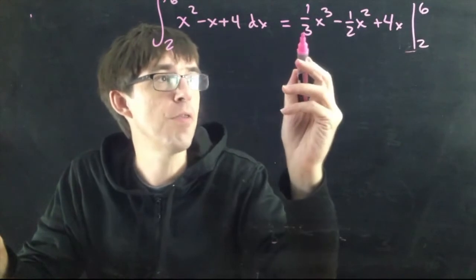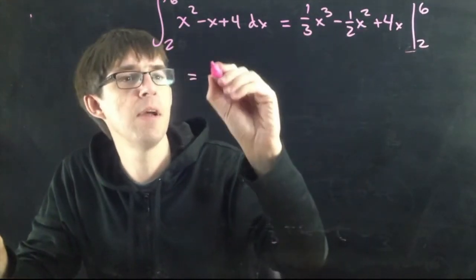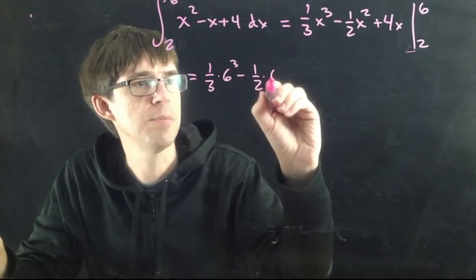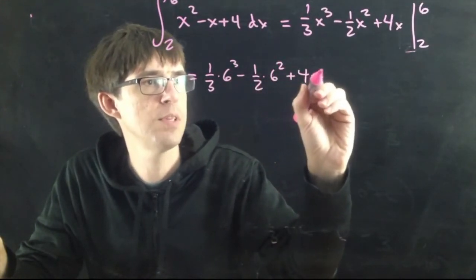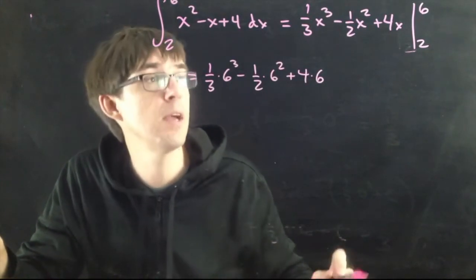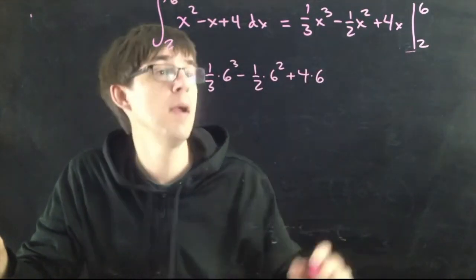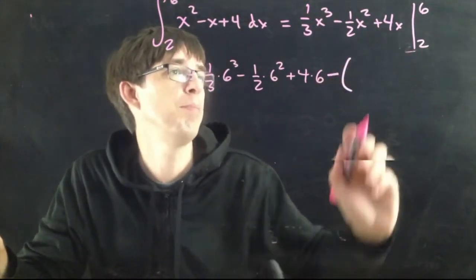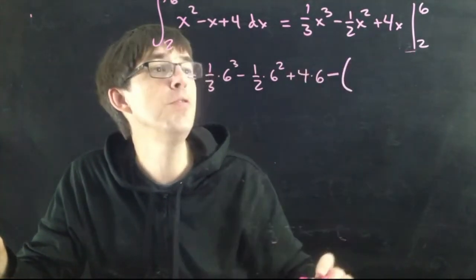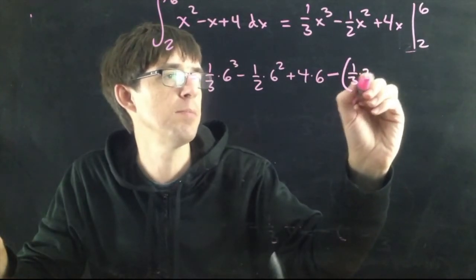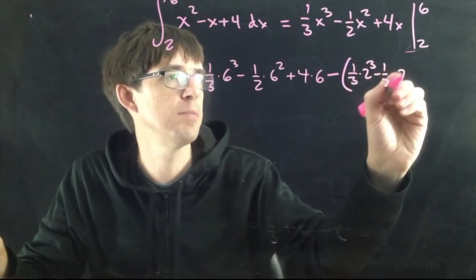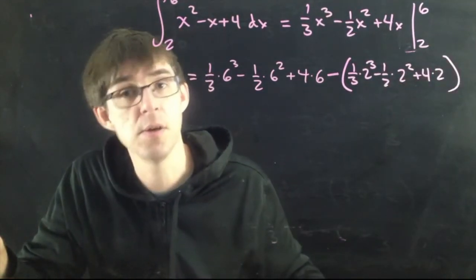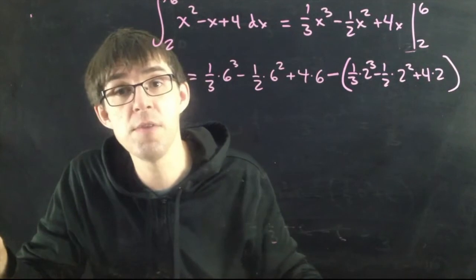For the 6, I go through the whole thing, plugging in 6 everywhere for x. It is 1/3 times 6 cubed minus 1/2 times 6 squared plus 4 times 6. And now I go minus, put parentheses, haters, you better put parentheses, and then plug in 2 for x everywhere. I get 1/3 times 2 cubed minus 1/2 times 2 squared plus 4 times 2. And that's my answer. As usual, you could plug it into your calculator if you want to.